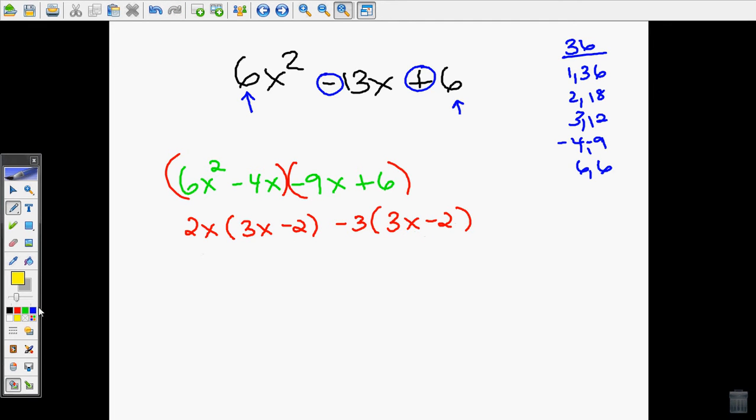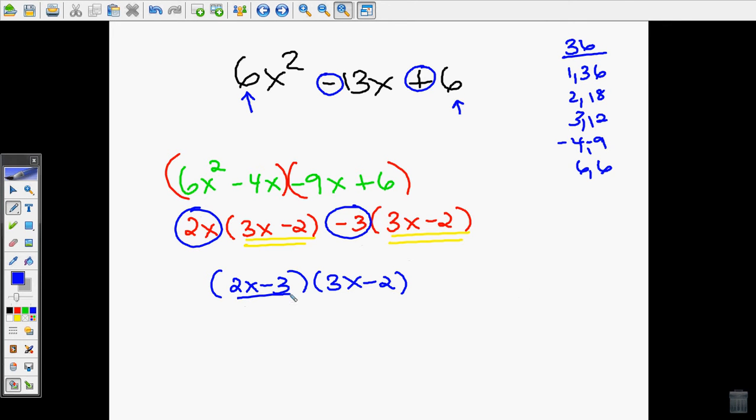Now you have to make sure that when you pull out the greatest common factor, you're left with the same thing inside both parentheses. So when you rewrite this, you end up with 2x minus 3 times 3x minus 2. I take these two terms and combine them together to get the 2x minus 3, and whatever was duplicated becomes the other binomial.